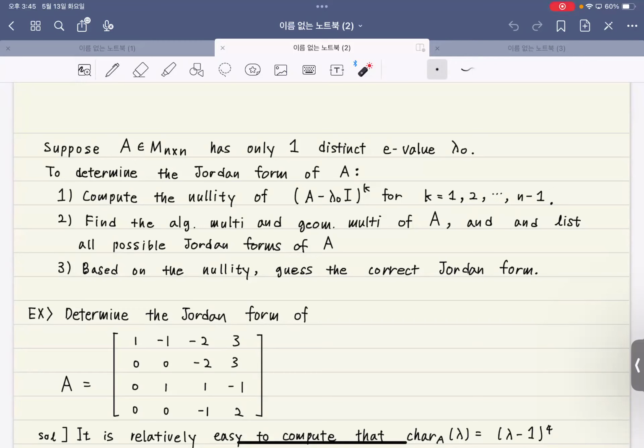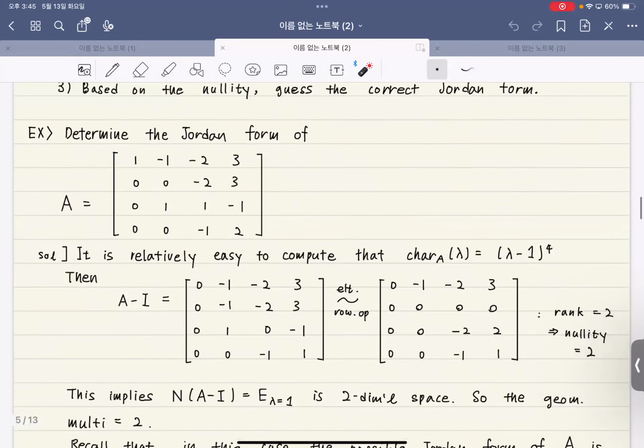The idea is this: we compute the nullity of this matrix and find the algebraic and geometric multiplicities of A, and we list all possible Jordan forms of A. And based on the nullity of these matrices, we can guess the correct Jordan form of the matrix. I don't think the explanation is very crystal clear, so I will try to work on a concrete example.